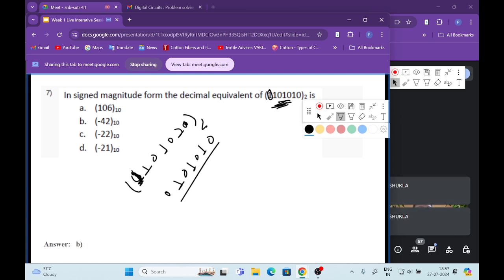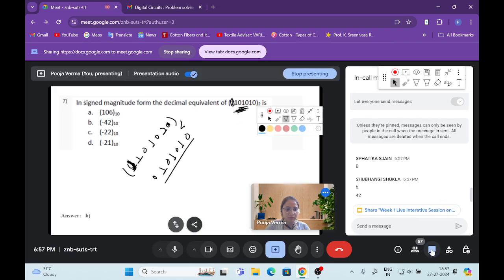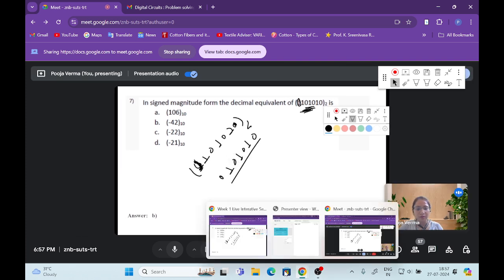So, someone is asking something. The decimal number of that representation is 42. Just calculate it.